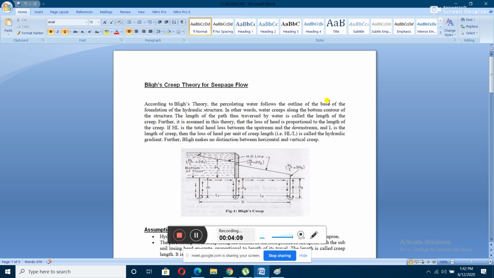Bligh's creep theory is designed based on your subsurface flow, not on your surface flow. The failure due to the subsurface flow is only taken into account, and accordingly it is negated by your design. That means the effect of the failure due to the subsurface flow is cancelled out. Only that is taken into account for your design purpose, not the surface flow.